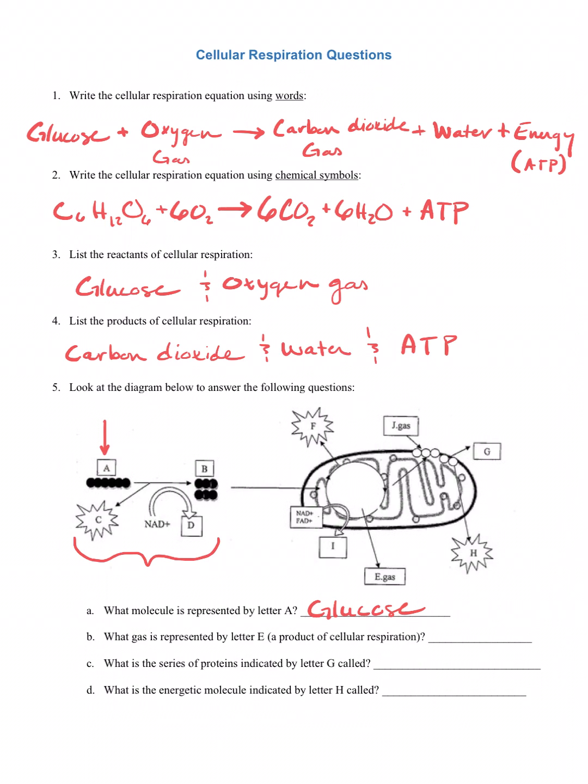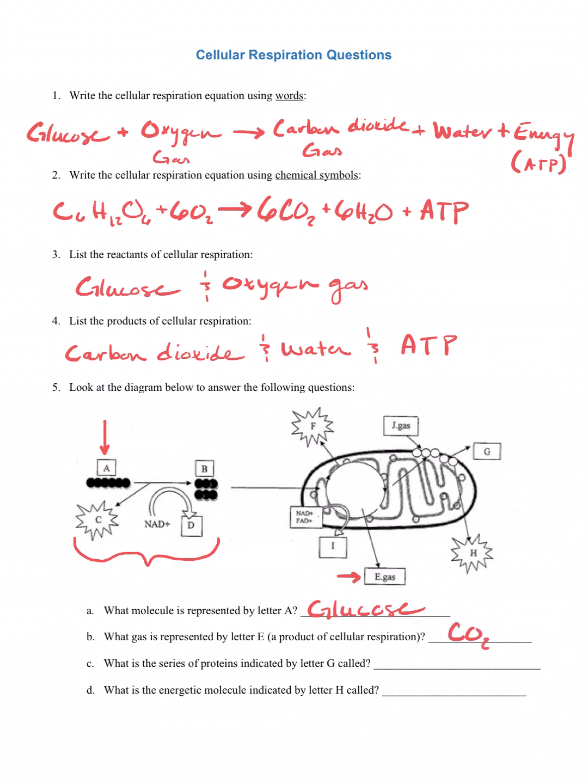Letter B says, what gas is represented by letter E, which is a product of cellular respiration. So letter E is here, and the gas that we produce as a waste product is carbon dioxide. So you can just write CO2.